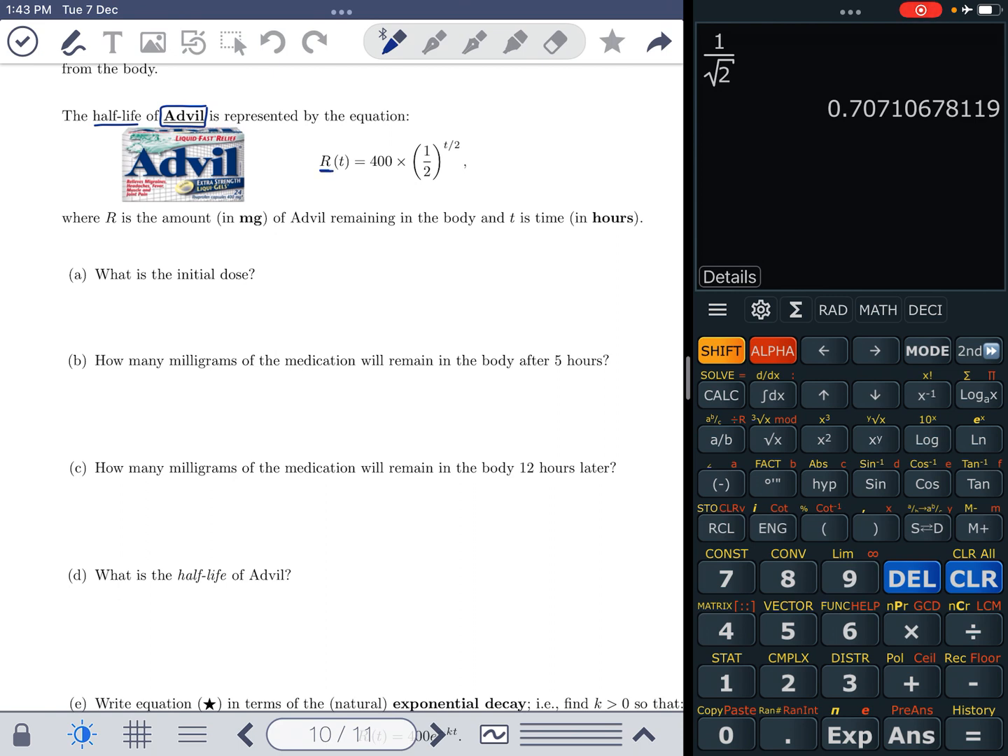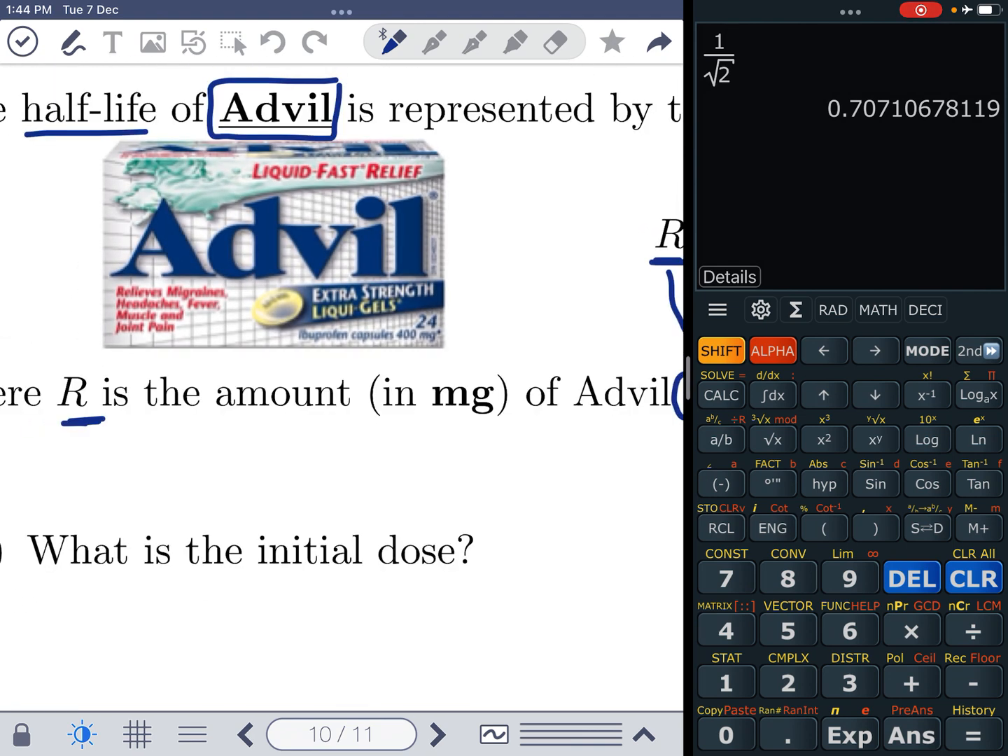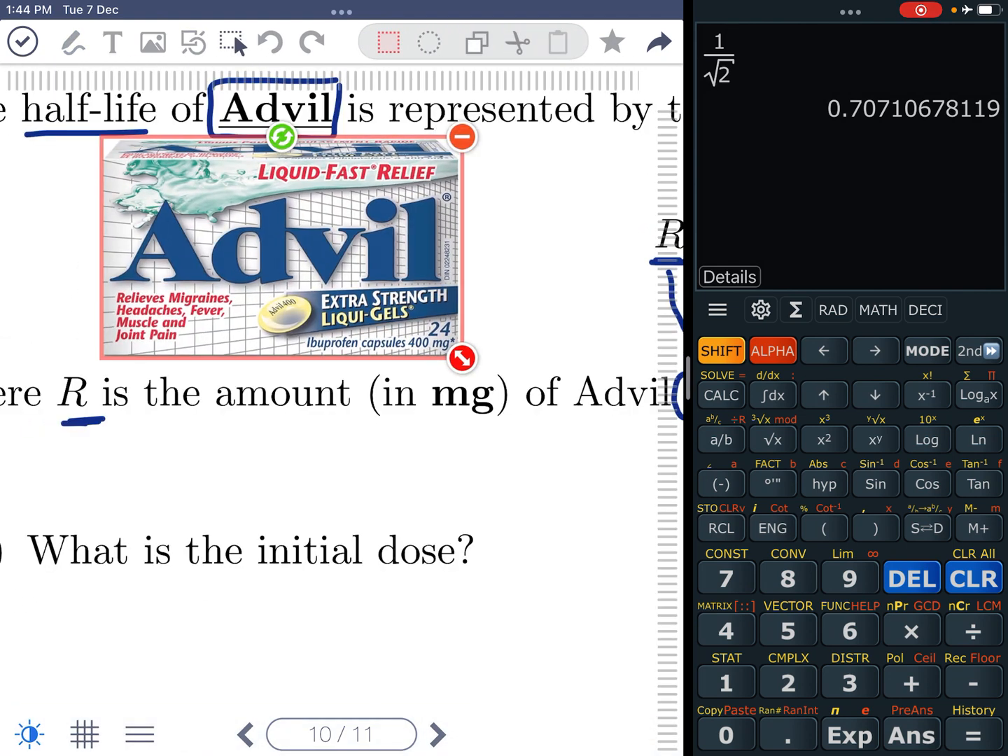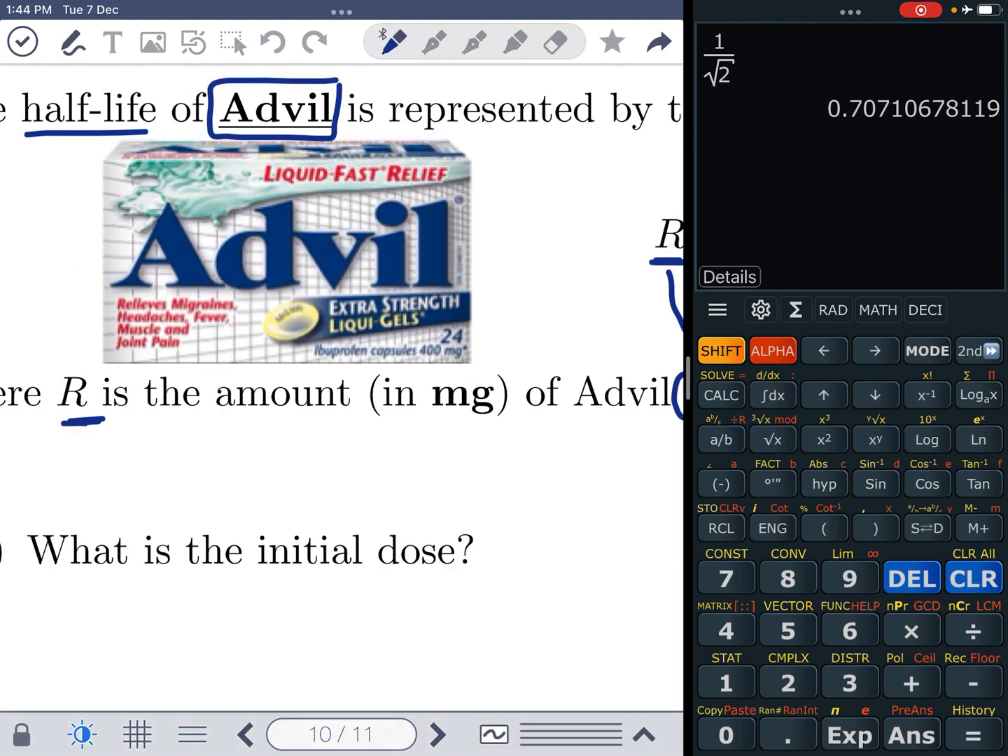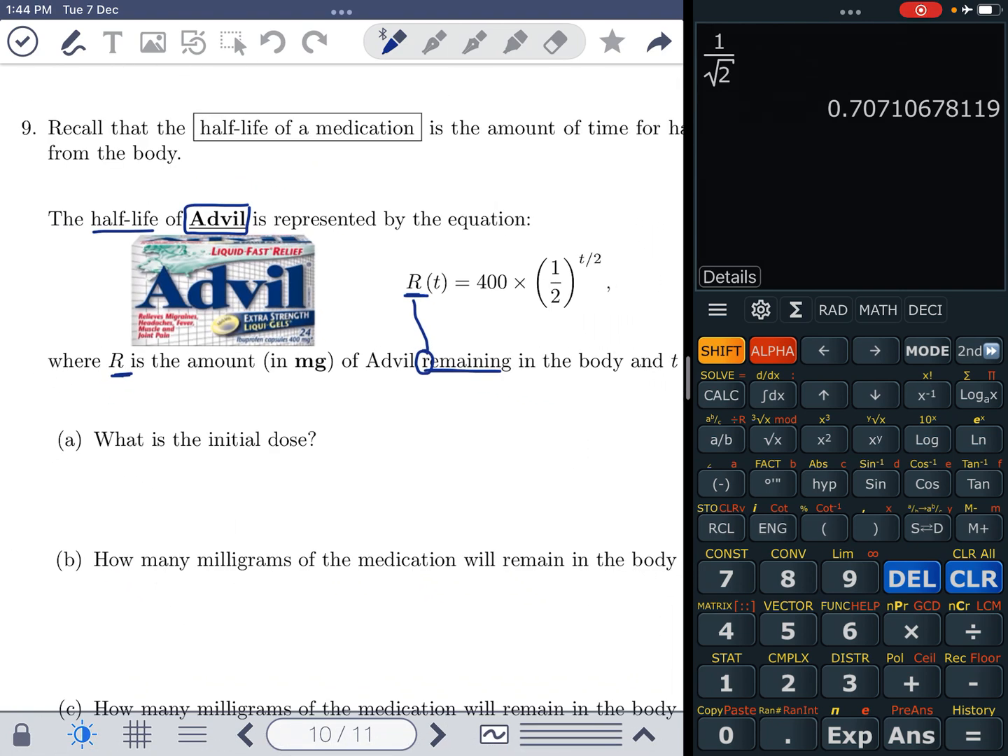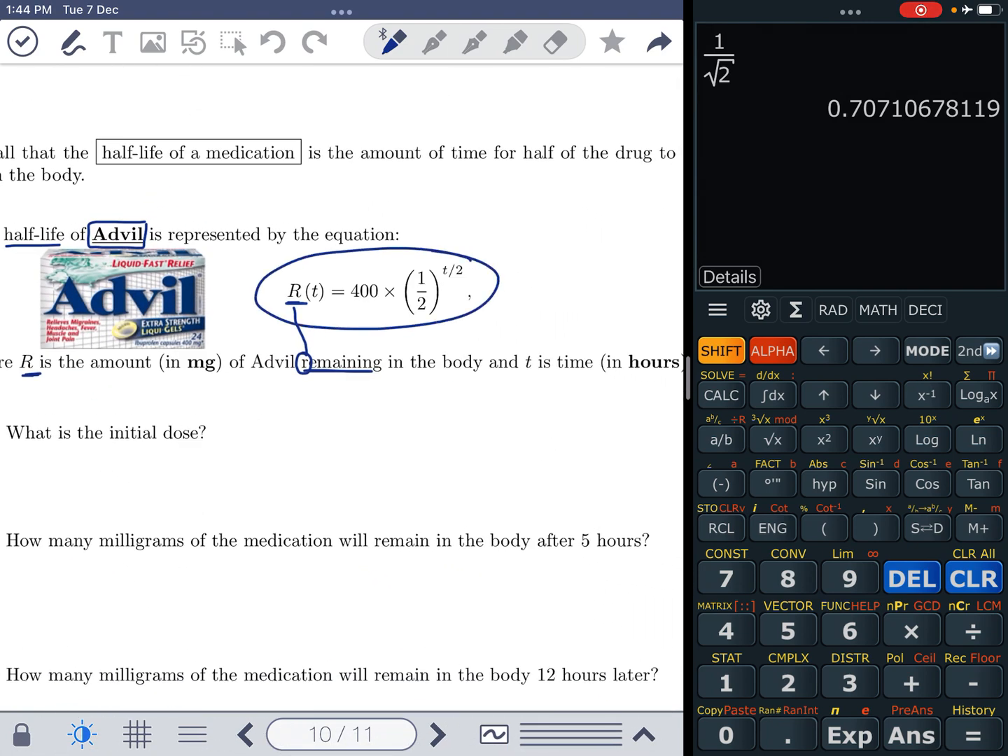First, notice that R is the remaining amount. That's why they use the letter R, because of how much is remaining from Advil in your body in milligrams. Okay, for example, this photo shows you Advil 400 milligrams. These are the tablets that they're talking about. So you take one of these tablets and then it follows this equation.